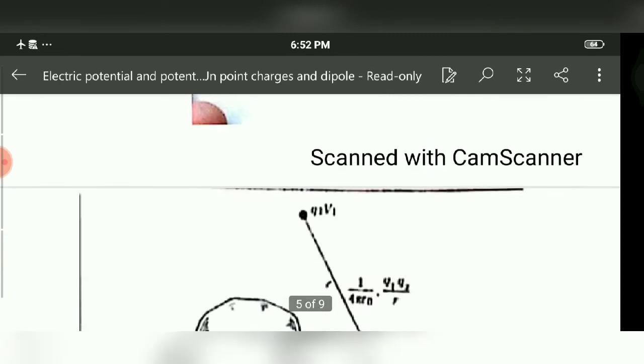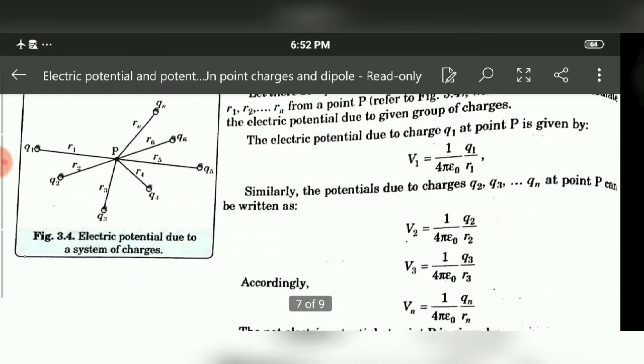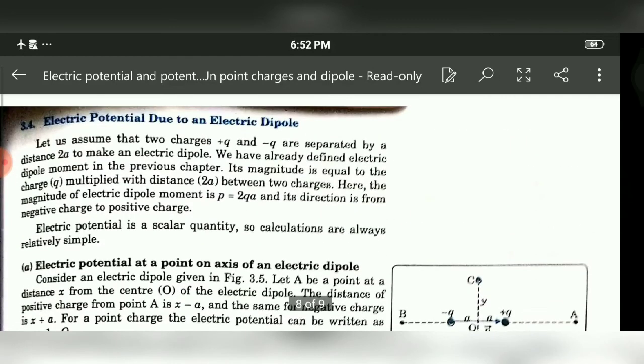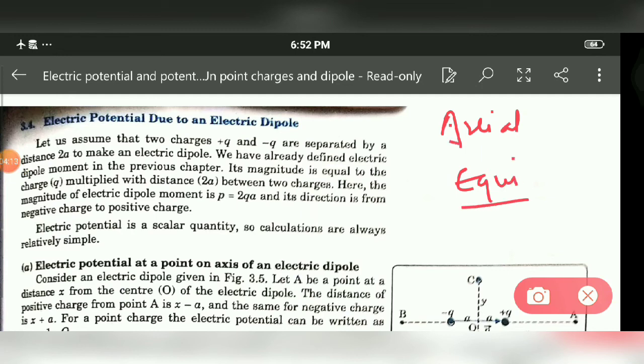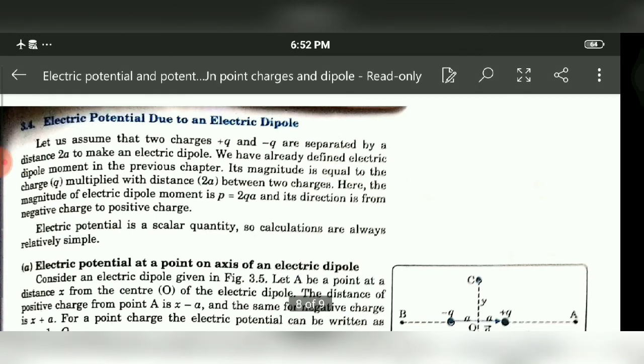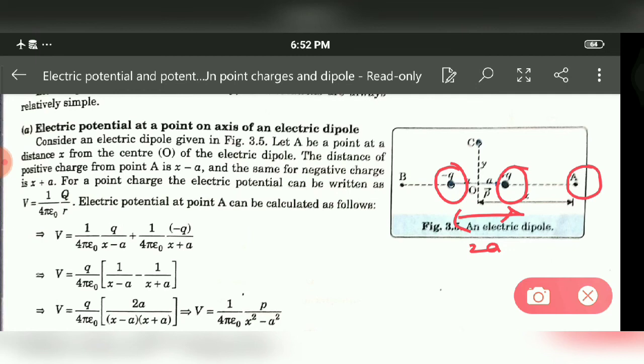Next topic is electric potential due to dipole. For electric potential due to dipole, we have 2 cases again, one on axial, other on equatorial, as we did in the case of electric field. First of all, axial. This is the dipole, plus charge, minus charge, say the total distance between them be 2a, and this is the point where we have to find the potential. Let the distance from the center point to this point be x.